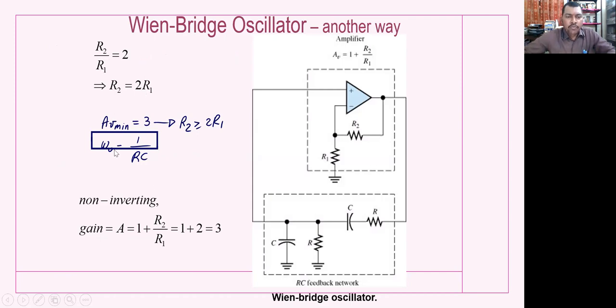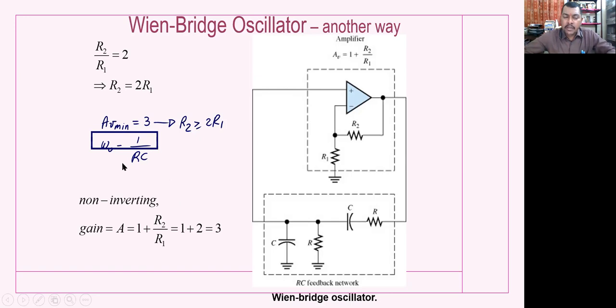And there is one more formula for the calculation of frequency. So omega C should be equal to 1 by RC. And if you are able to see, this is the amplifier gain. So AV equal to 3, which means that R2 should be greater than or equal to twice of R1. And omega C is actually the frequency portion of that. So omega C must be equal to 1 by RC. Right, so 1 by RC will give you omega C, and for frequency we'll have 2 pi F. So F will be equal to 1 by 2 pi RC. So that is the calculation of frequency.